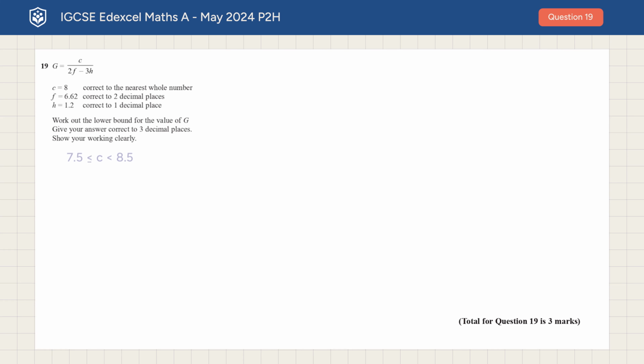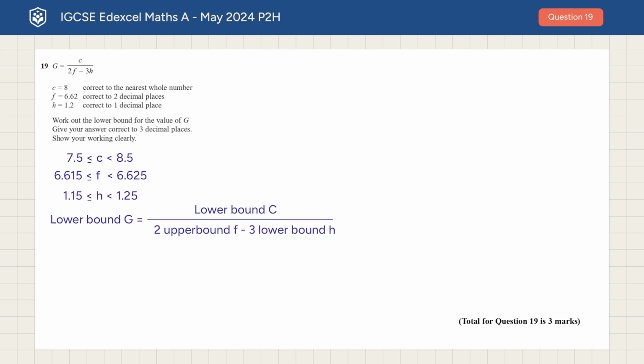For C, which is 8 to the nearest whole number, the lower bound is 7.5. For F, which is 6.62 to 2 decimal places, the upper bound is 6.625. For H, which is 1.2 to 1 decimal place, the lower bound is 1.15. To make the overall value of G as small as possible, we need a small numerator divided by a large denominator. To make the denominator 2F minus 3H as large as possible, we need the largest possible value for F and the smallest possible value for H.